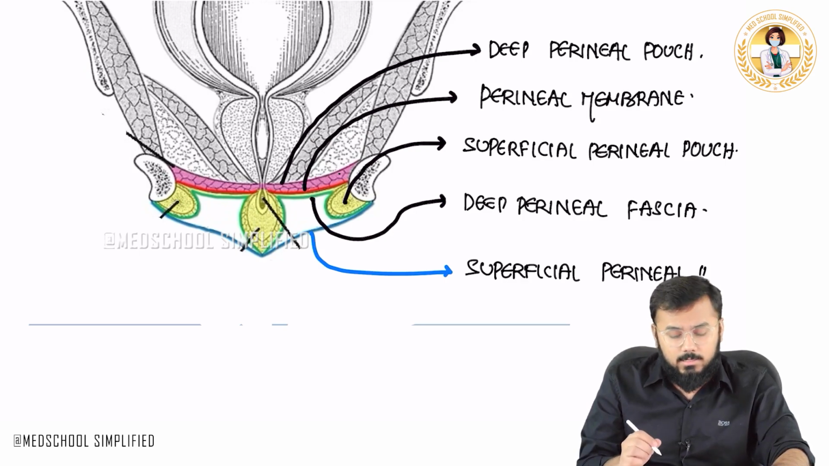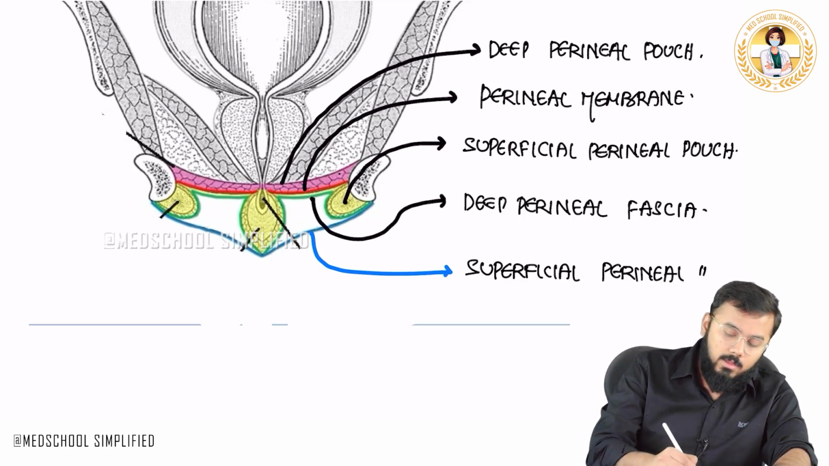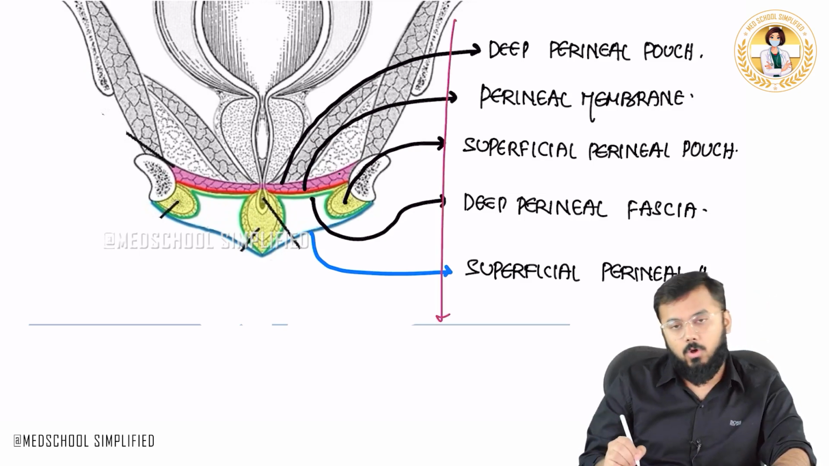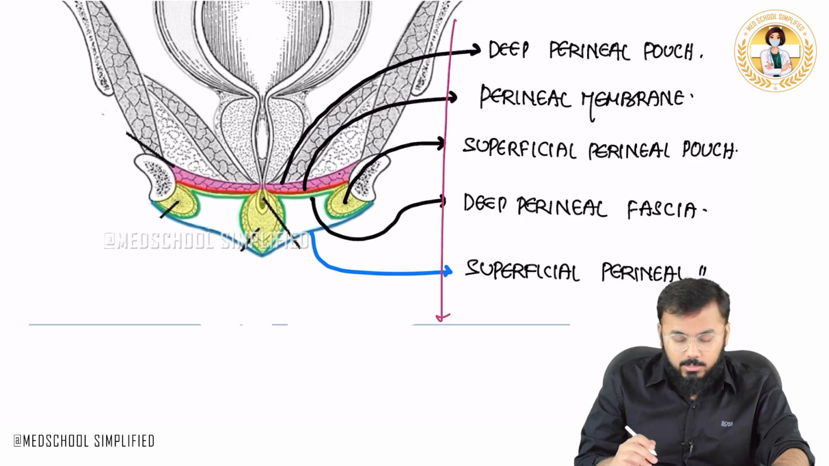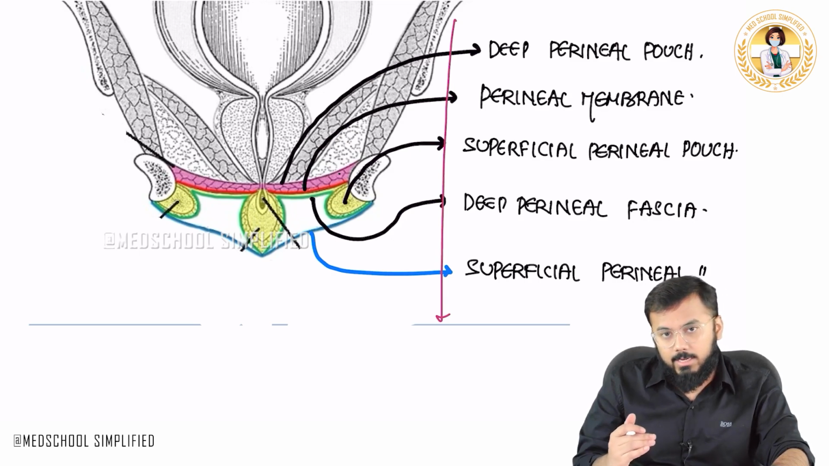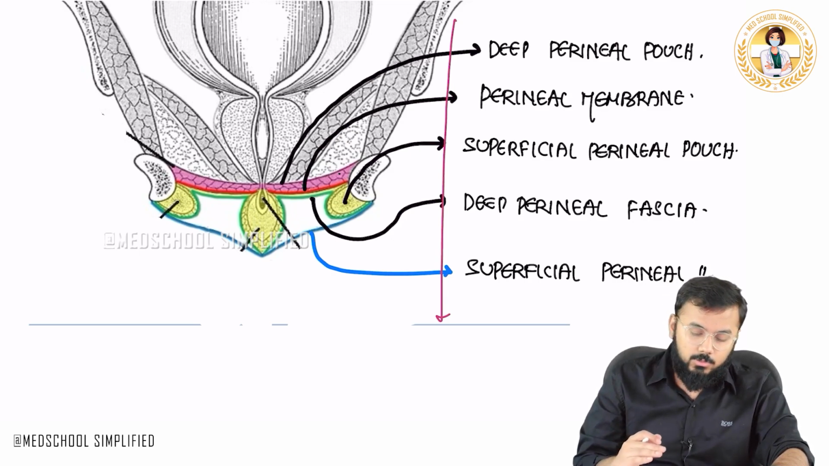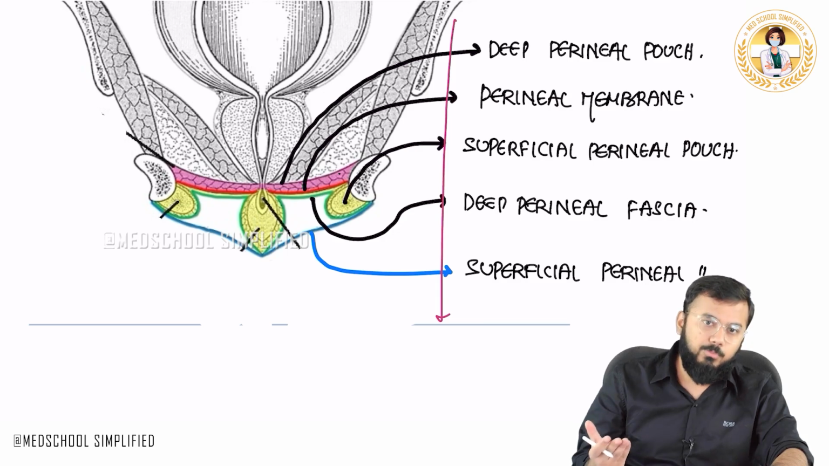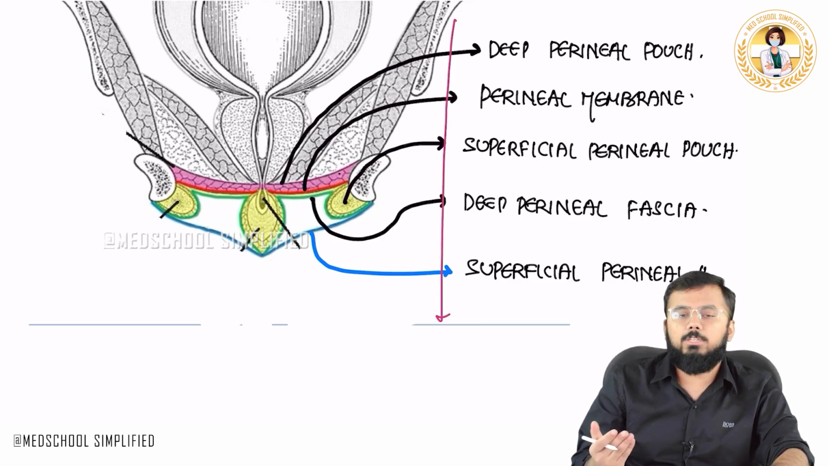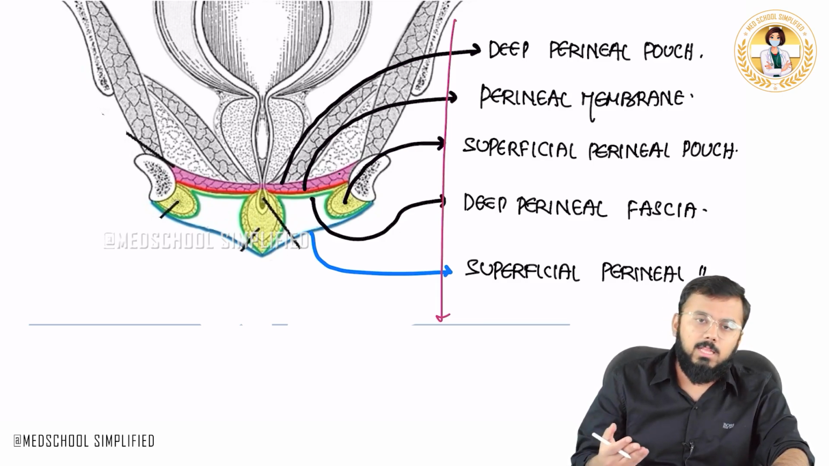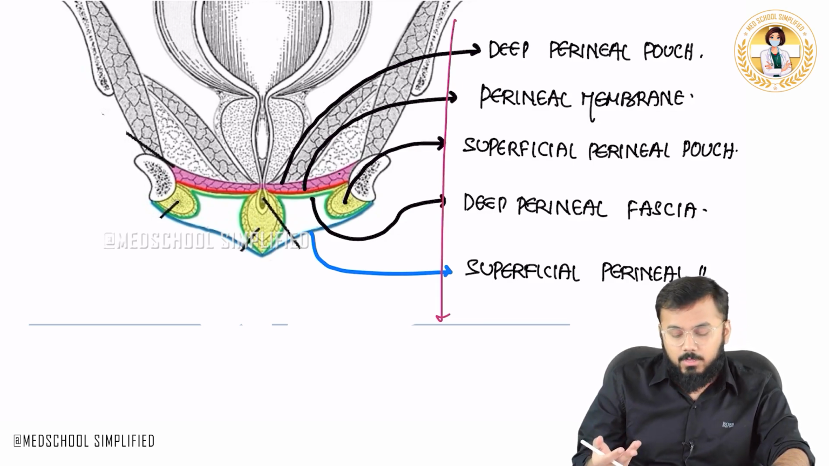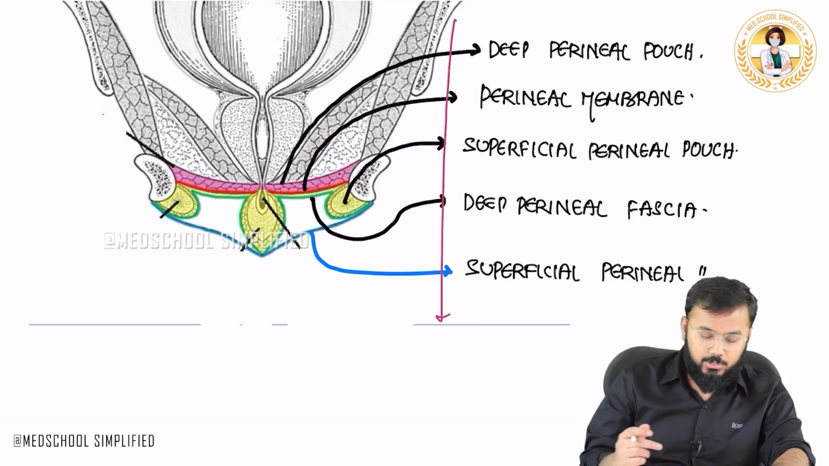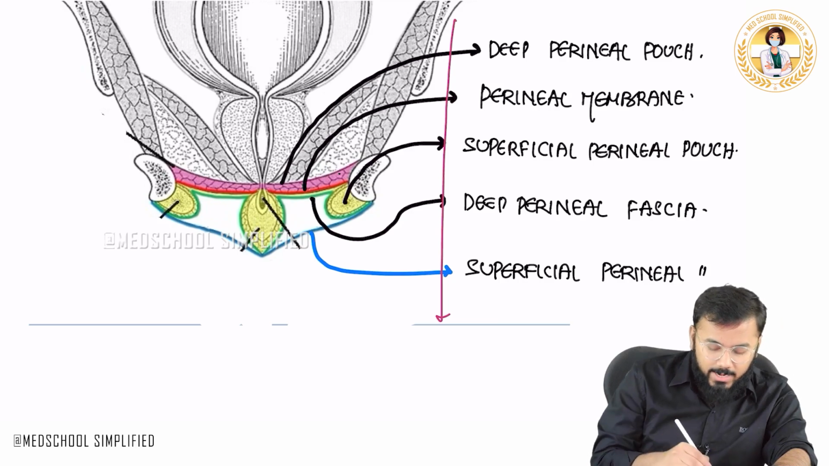So these are some of the layers that are located from outside to inside, right? These are the layers which follow an order in this way. So these are the layers that are located from deep to superficial. In the deep you have the deep perineal pouch, next the perineal membrane. After that you have the superficial perineal pouch, next the deep perineal fascia and superficial perineal fascia. Now within the superficial perineal fascia also you can see only one blue line over here, right?